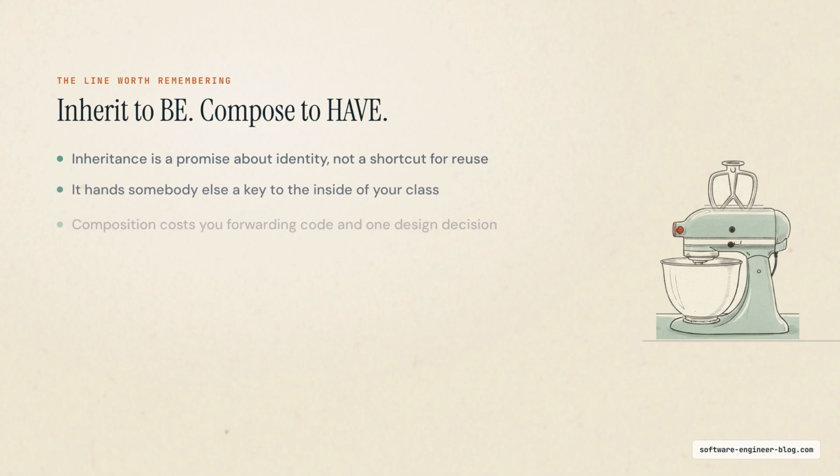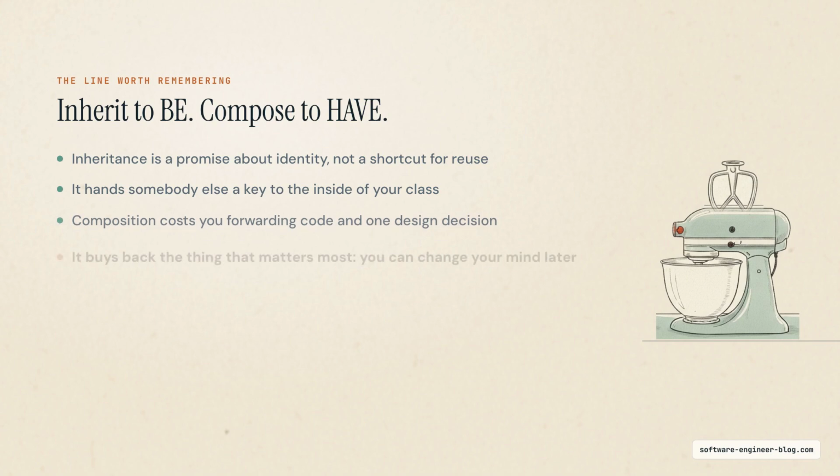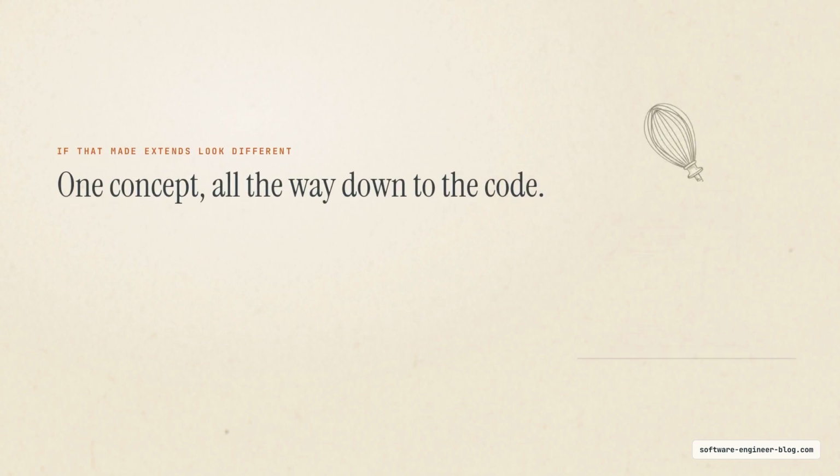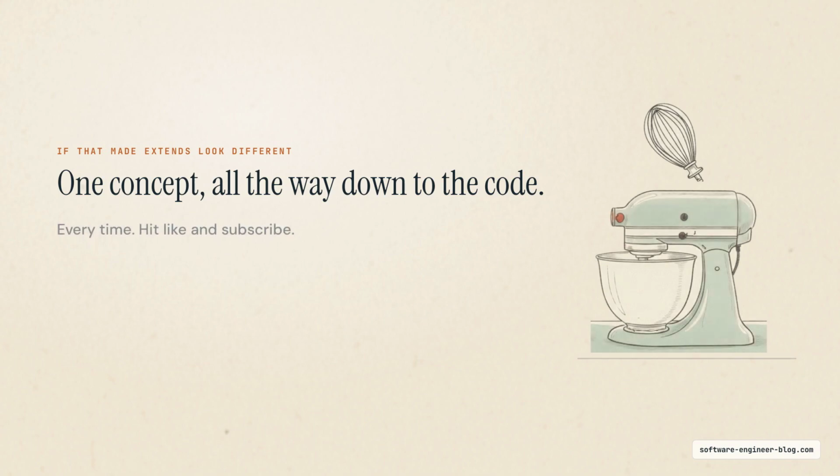What it buys back is the only thing that really matters in code you have to live with. You can change your mind later. And you were never actually choosing between reuse and no reuse. You were choosing who is allowed to change your object. With inheritance, that is the parent's author. With composition, it is you. If that made the word extends look different than it did 10 minutes ago, that is the whole idea. One concept all the way down to the code, every time.